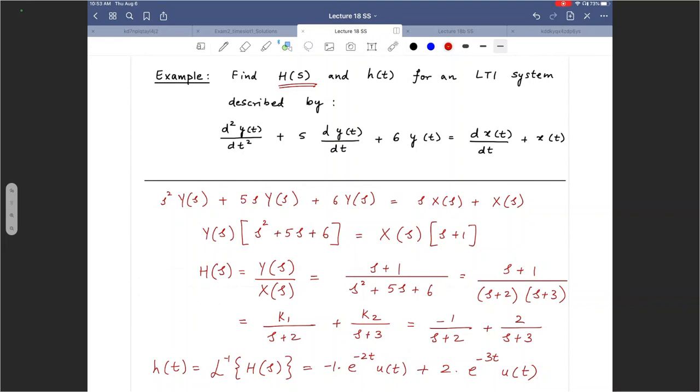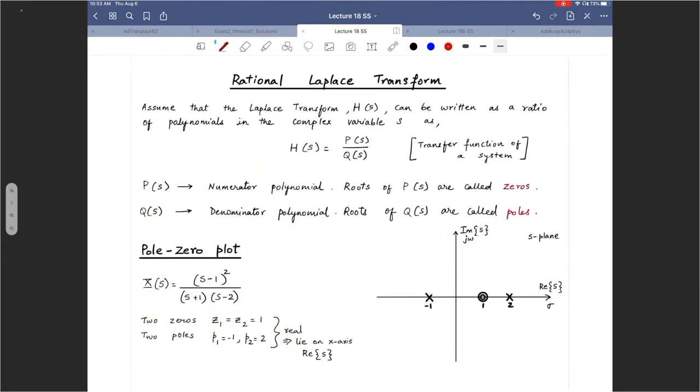All right, questions about this example? Very straightforward. You are given the differential equation, take the Laplace transform, combine terms, divide to get the transfer function, factor the denominator polynomial, use partial fractions, and take the inverse Laplace transform. All those steps I believe are kind of straightforward. With that, let us move on to talk about the pole zero plot.